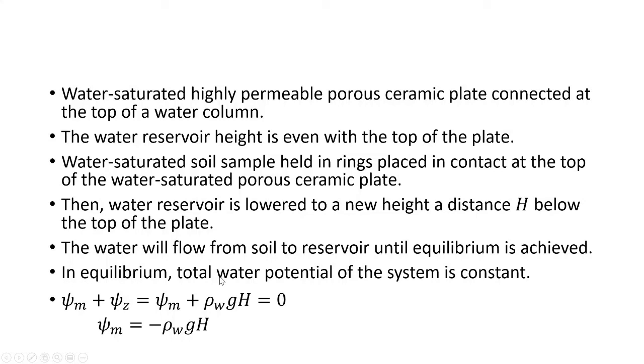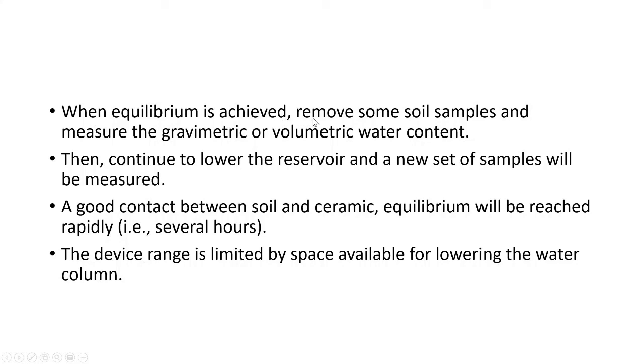In equilibrium, the total water potential of the system is constant, so if you write Ψm plus Ψz, where Ψz is plus rho gh, it equals 0. So Ψm is therefore equal to negative rho gh. We have the negative here because it is a matric suction. It's the matric potential, which is the matric suction of the soil. When equilibrium is achieved, remove some soil sample and measure the gravimetric or volumetric water content, and then continue to lower the reservoir, and a new set of samples will be measured.